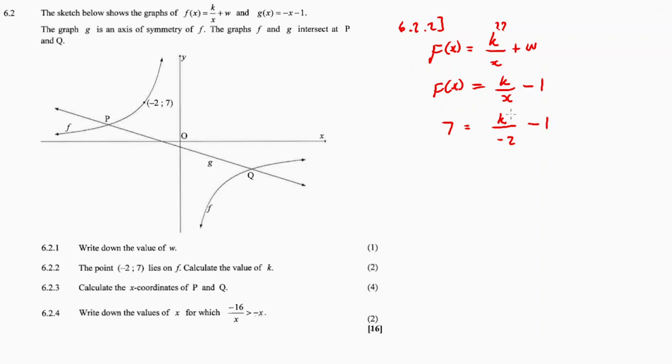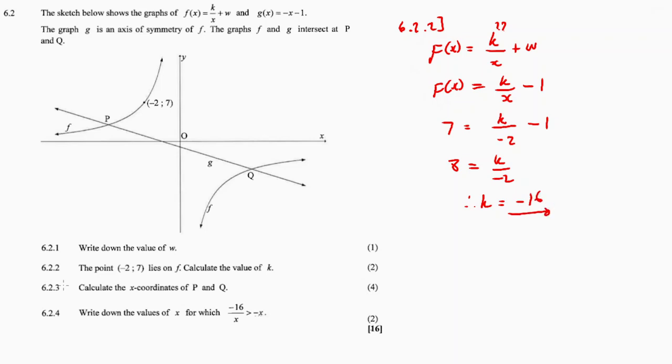So in order to find K, we need to substitute this point into function f. Now transpose negative 1, it becomes minus 8 equal to K over minus 2. K is equal to negative 16, is equal to negative 16.